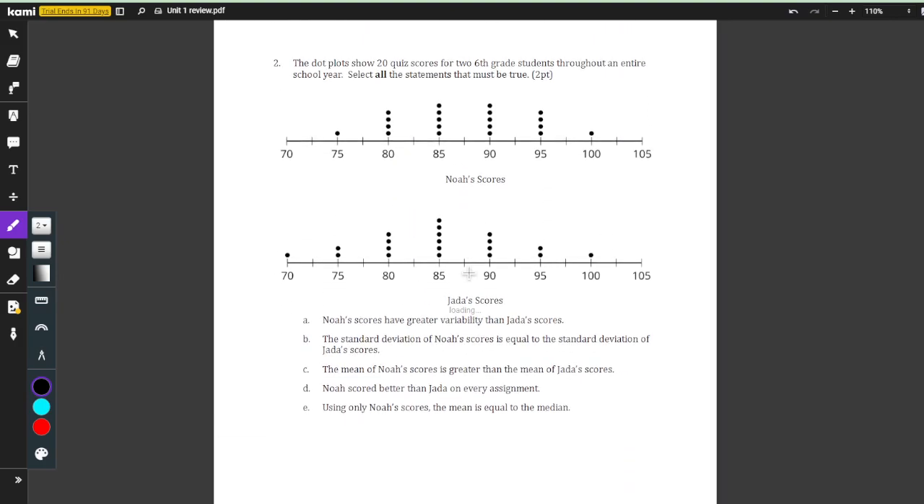So let's take a look at two. So two is a dot plot. Here we do know there are 20 quizzes total here on our scale. So another hint, another note is talking about variability, correct? Variability is all about the spread.